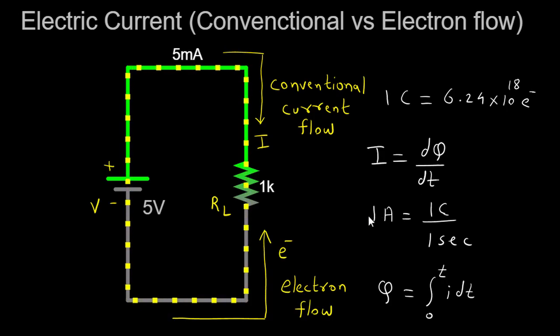Defining the ampere. 1 ampere is defined as 1 coulomb of charge flowing per second. In other words, if 1 coulomb of charge passes through a specific point in a circuit in 1 second, the current flowing through that point is 1 ampere. The ampere is a standard unit for measuring electric current and is widely used in electrical systems and devices.